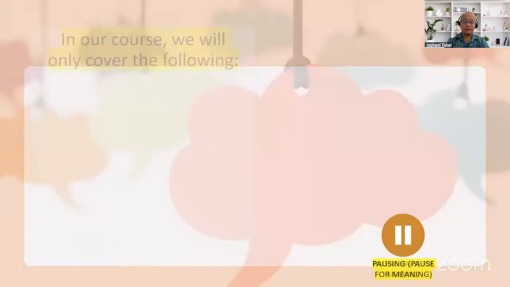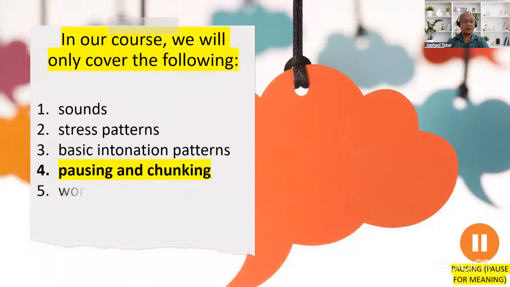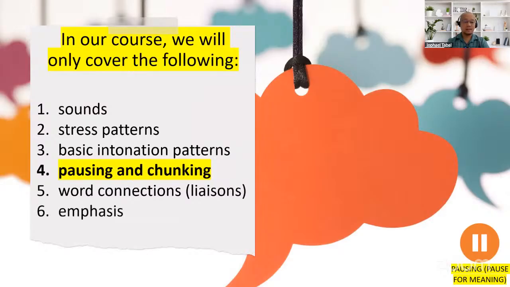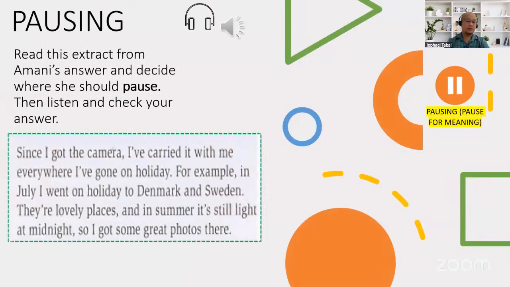Then we have here pausing. So again, the pausing here is pausing for meaning or pausing and chunking, as we call it. It's very different from pausing to look for ideas, which could reduce the band score for students. So again, if students pause to look for ideas, it could reduce the band score. But the pausing here that we are emphasizing is a kind of pausing that we pause to convey meaning.